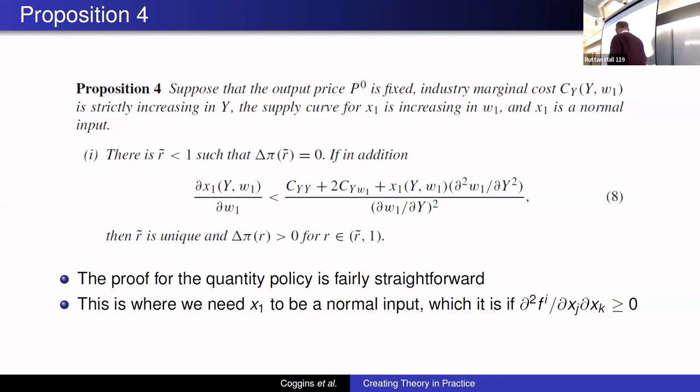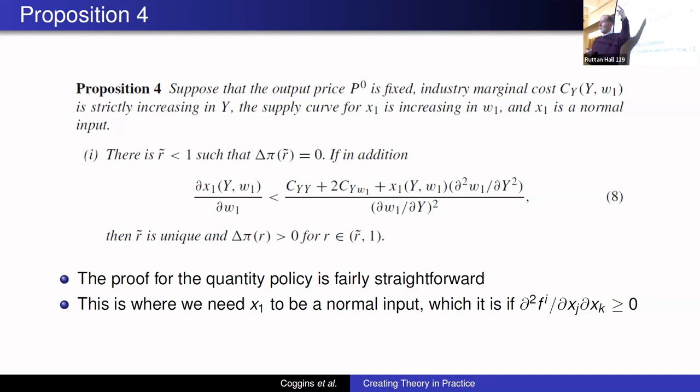This is, though, where we use this weird cross partial condition. And it turns out this was a bit of micro that I was not familiar with at the time, but we found one paper that went into detail on the characteristics of a production function and a cost function. An input for which this is true is a normal good. A normal input. We're used to normal goods for consumers. A normal input is one where if output goes up, you use more of that input, not less. So this is an alternative way of saying that.